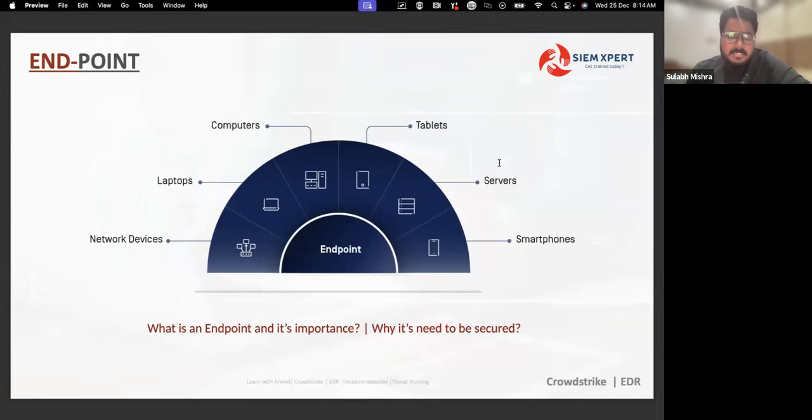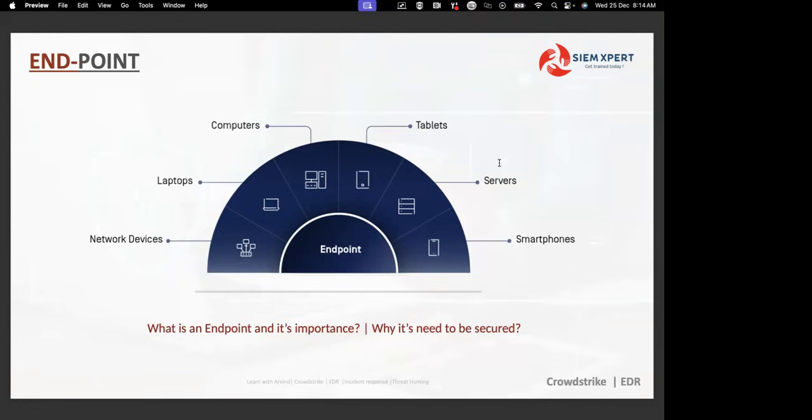All right, so let's discuss what an endpoint is. As you all know, EDR stands for Endpoint Detection and Response. In the beginning, let's try to understand what an endpoint is. What do you think an endpoint is? Would anybody like to give it a try?